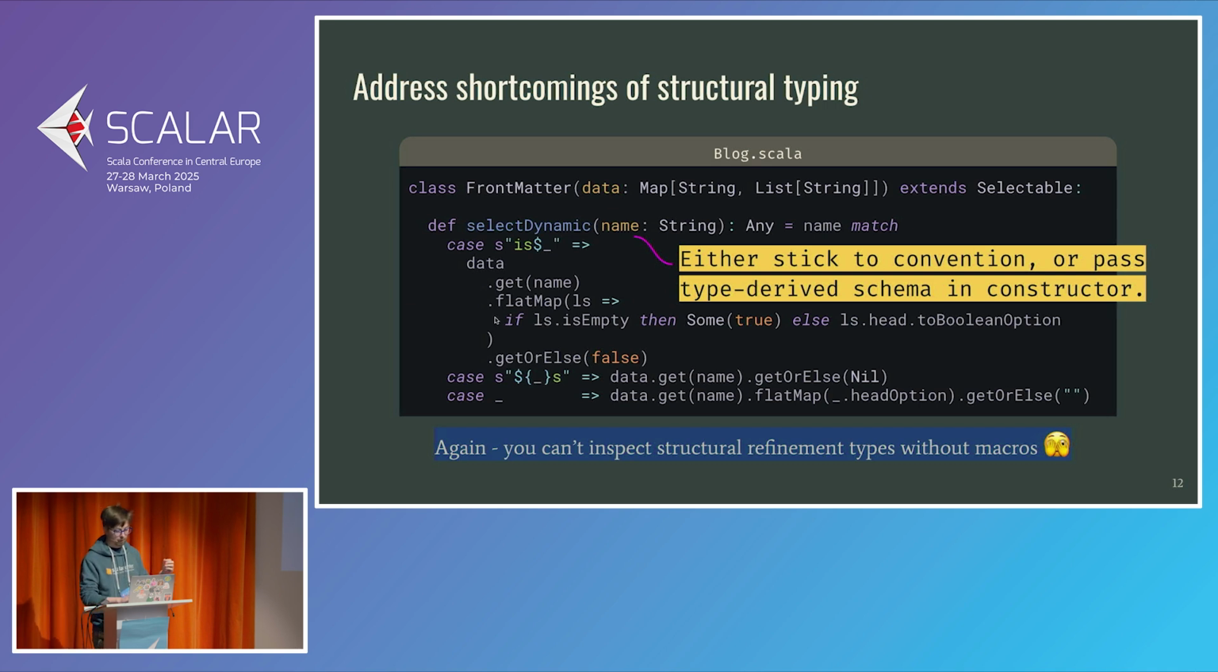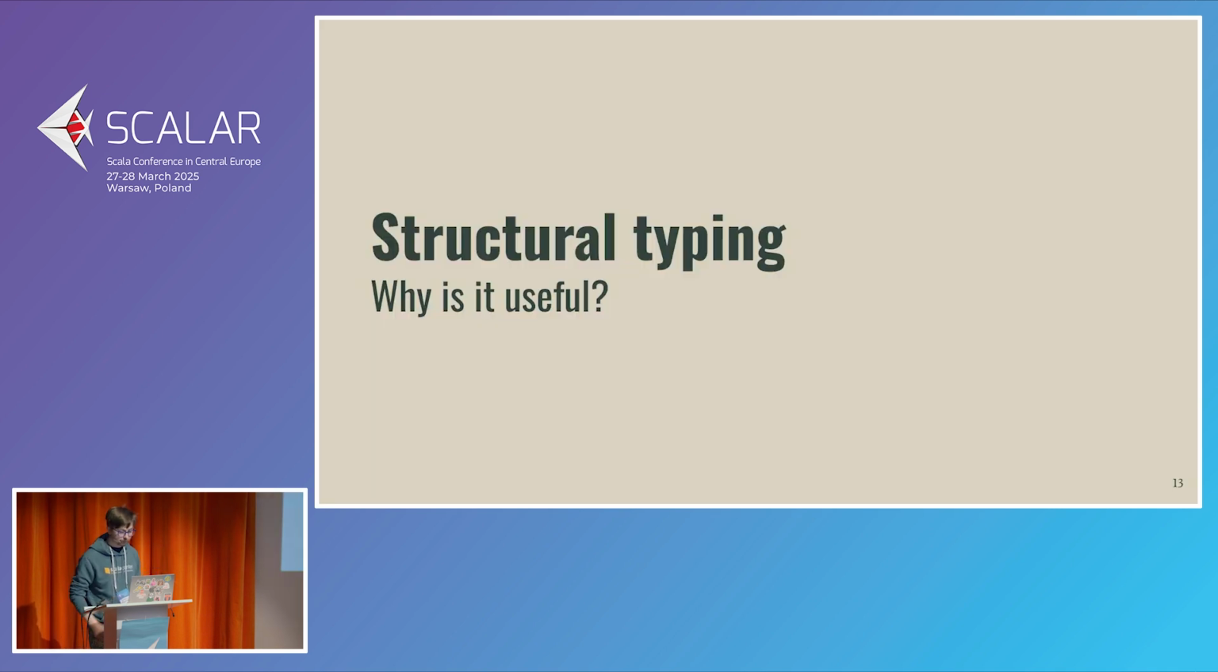So we have to say, oh, if it starts with "is", then it's a Boolean. If it ends with "s", then it's a list. Otherwise, we have to sort of try and pick the first element. And the only way to make this safe and not just dynamic is to pass in some sort of schema in the constructor, which is again very difficult to do without macros. So with the named tuples, this will become easier.